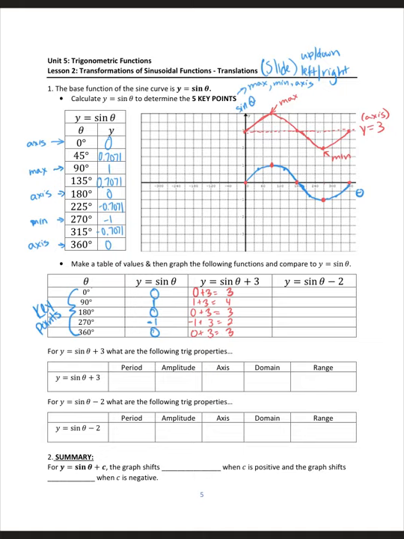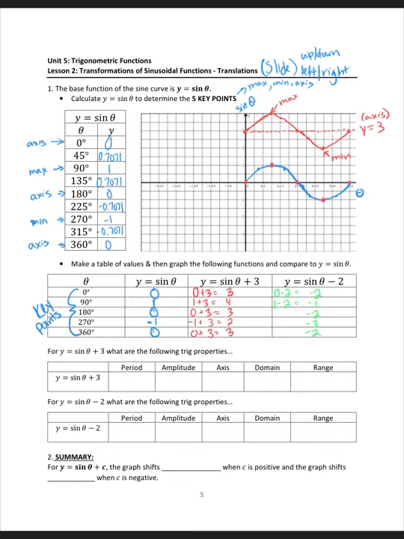So if I did, again, for the sine of theta, the sine of 0, once again, was 0. I'm going to subtract 2 from that. All right, and then sine of 90 was 1 minus 2. All right, and we're going to continue on in that fashion. Okay, so those are the points you should get when you subtract 2. So let's plot those points, see where our maximum, our minimum, and our axis are going to fall.